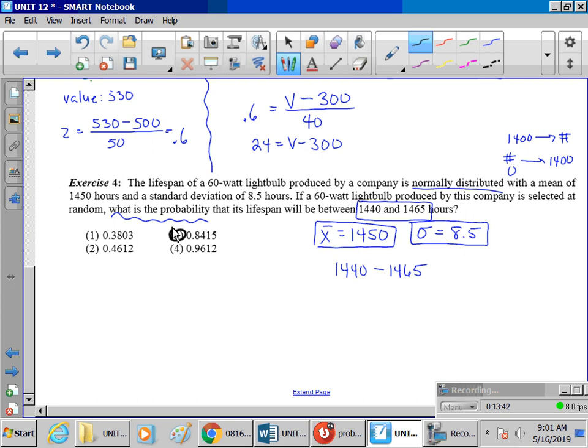Very cool, right? So again, what words are we looking for here? We're looking for the word probability. Of course, normally distributed is something that we're always looking for. So normally distributed, probability, and a span that they give us, a spread. And they have to give you those 2 pieces of information, your mean and your standard deviation.